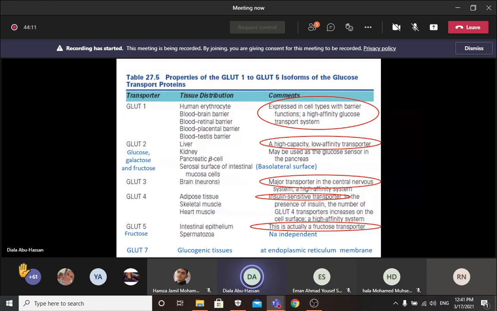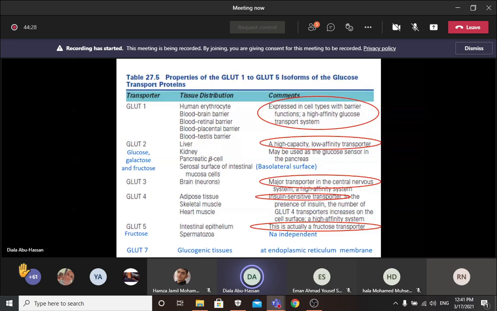GLUT number 7 is found in glucogenic tissues. Glucogenic tissues means the tissues that can synthesize glucose. And it's found specifically at the ER membrane.